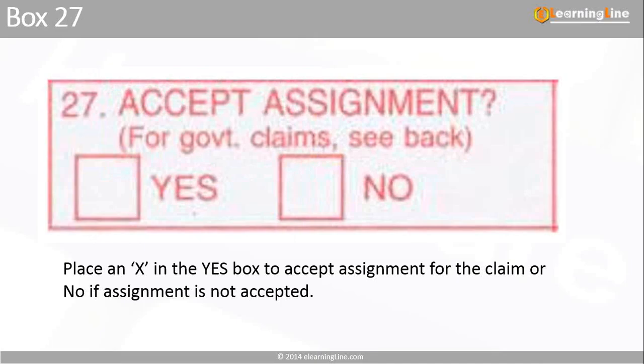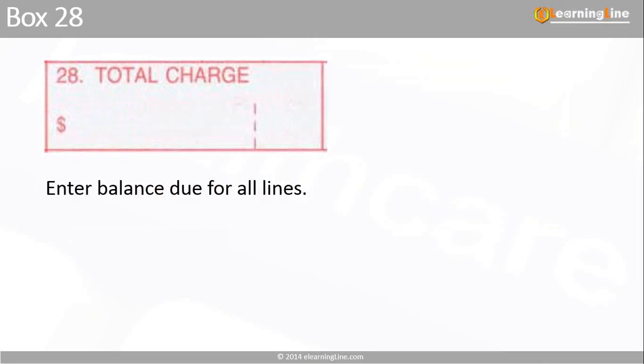So what happens is that the physician is not going to balance bill the member for a single penny, because when the claim got submitted, by checking this accept assignment as yes, the provider is saying that they are going to accept only the amount which is going to be paid by the insurance company. They are not going to get paid a single penny by the member, and they cannot bill. So whatever they receive, they will be happy.